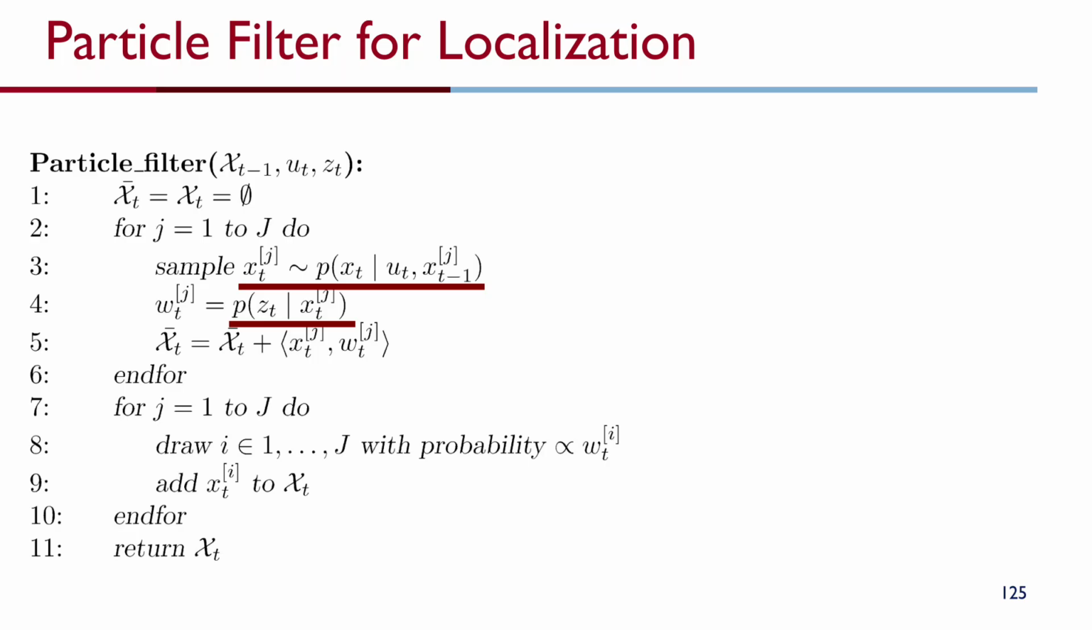So if we derive the particle filter specifically for localization, the overall algorithm is identical to the general particle filter. The only difference is in two lines, highlighted in red. First, during the prediction step, we draw new samples using the motion model. Second, during the correction step, we compute the importance weight using the observation model. Everything else, including the resampling step, remains exactly the same.